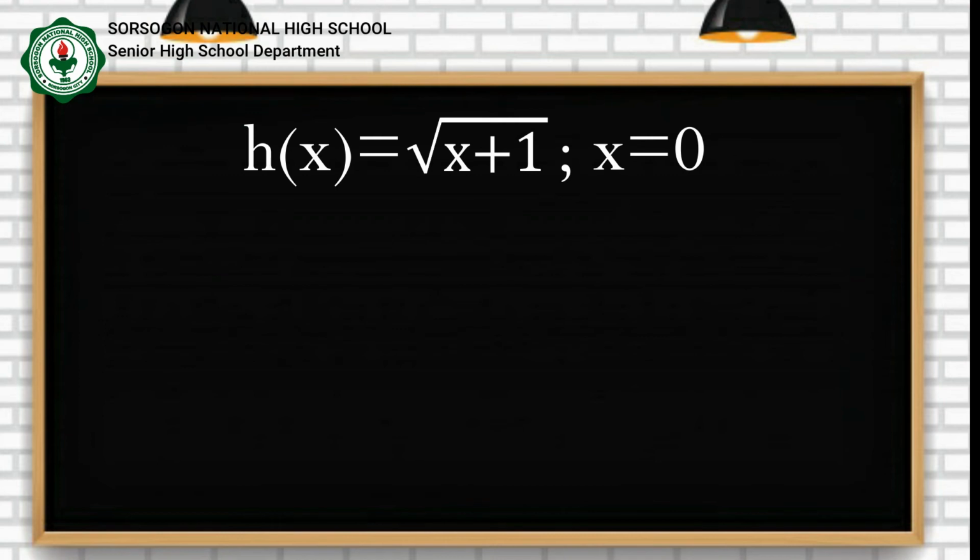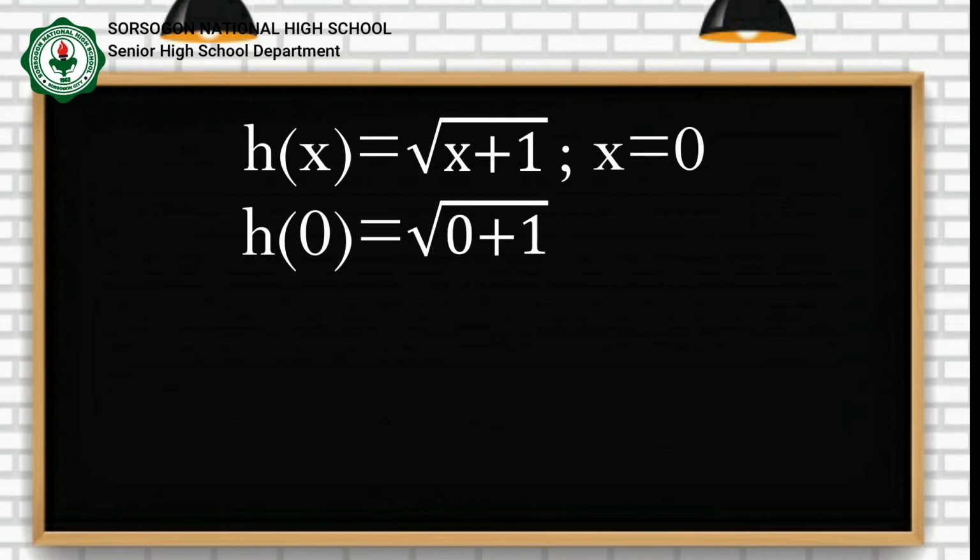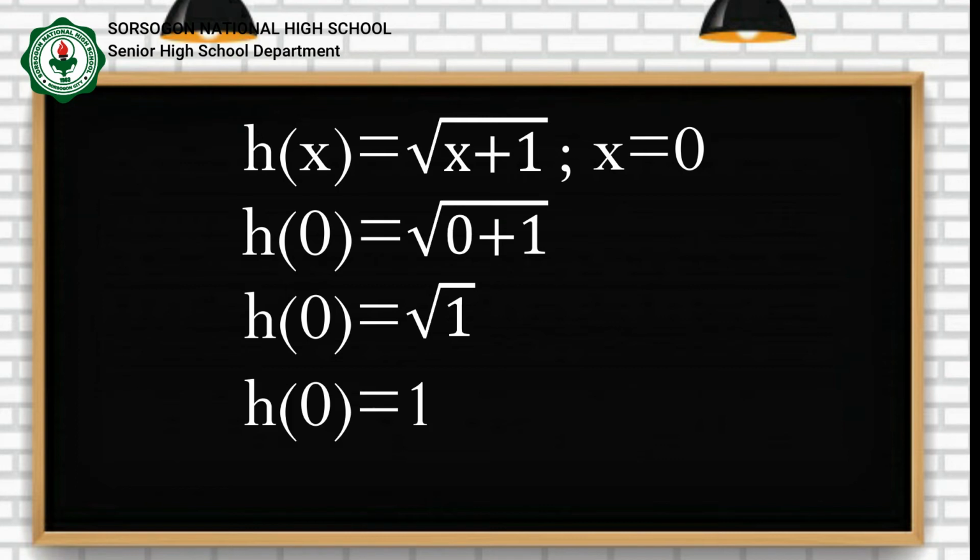This time, consider the function h of x is equal to the square root of the quantity of x plus 1, where x is equal to 0. Let's replace all variable x with 0. This gives us h of 0 is equal to the square root of the quantity of 0 plus 1. Simplifying, we get h of 0 is equal to the square root of 1, which is equivalent to h of 0 is equal to 1.